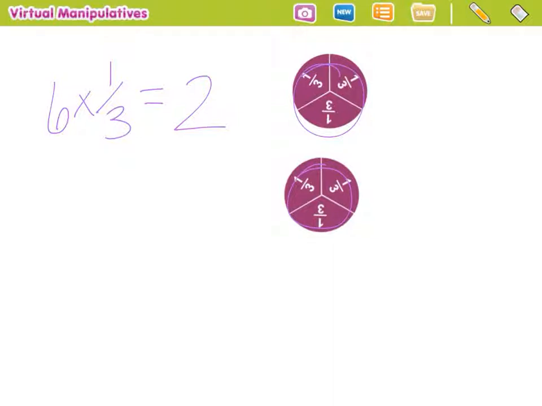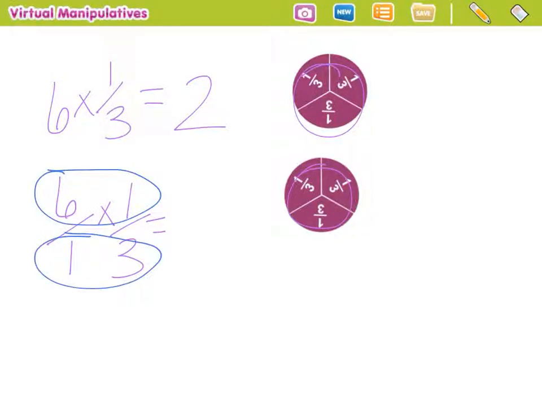Now, a cheat way to do that: another way we can write 6 is 6 over 1. That's how we would write 6 as a fraction, times 1/3. Now, multiplying with fractions is pretty magical. It's much easier than adding or subtracting or even dividing them. So all we have to do is multiply across the bottom, and multiply across the top.